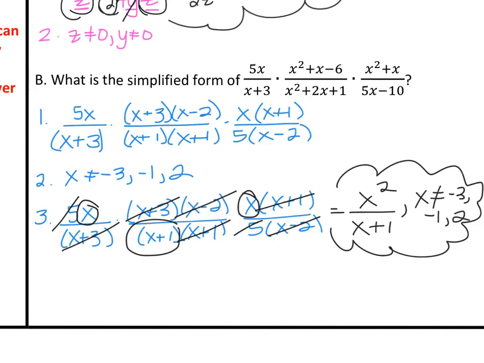Okay, let's see how you did. I first factored in step 1, stated my restrictions in step 2. Notice quite a bit canceled out in the numerator and denominator. I had x times x left over in the numerator when I canceled everything possible. That left me with x squared. In the denominator, there's still an x plus 1 that didn't cancel out. And there are 3 restrictions in the domain. X can't equal -3, -1, or +2.